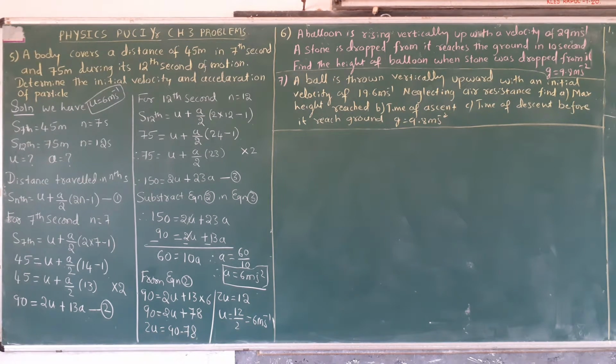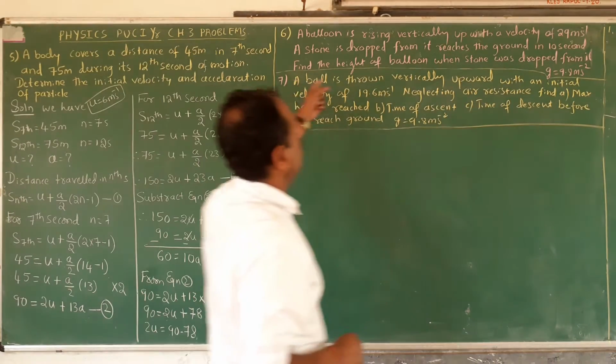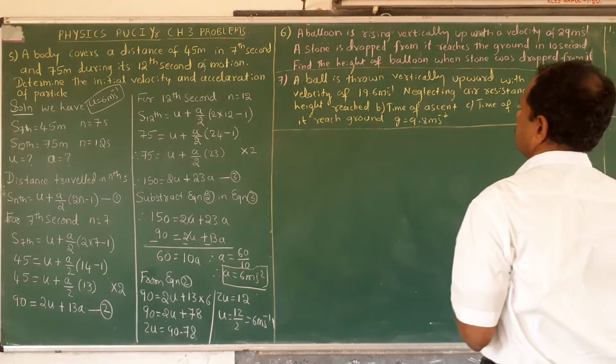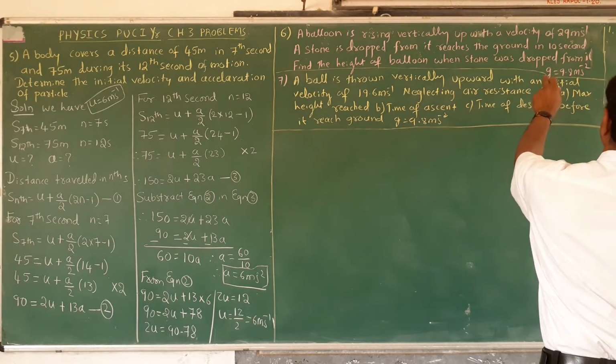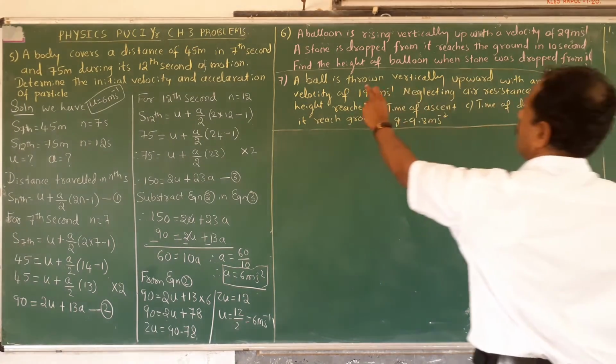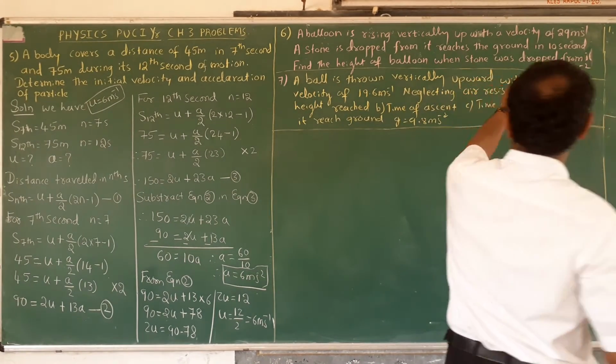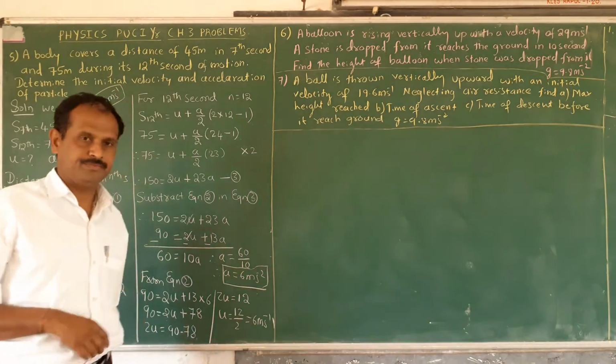A balloon is rising vertically up with a velocity of 29 meter per second. A stone is dropped from it and reaches the ground in 10 seconds. Find the height of the balloon when the stone was dropped from it.